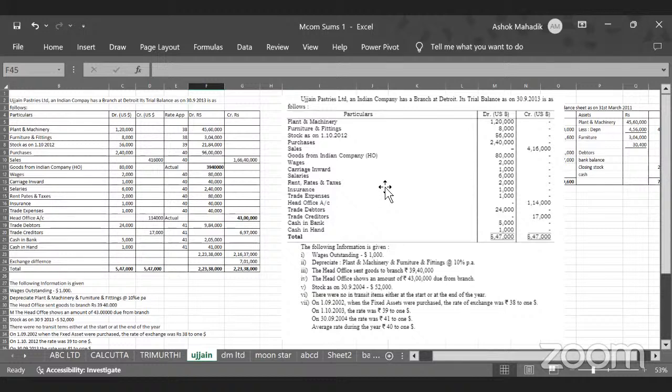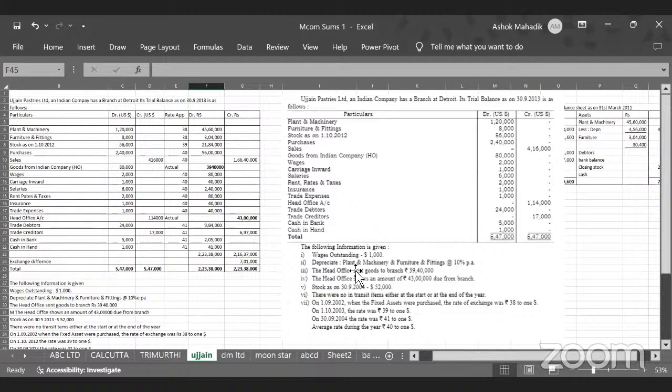So let us have a look at the exchange rate. Opening is 39. See that at the bottom, last 3 to 4 lines. Closing rate is 41 and average rate is 40. Let us go through the adjustments also. Wages outstanding. Outstanding means closing value. So use the closing rate. If you want, you can note it down.